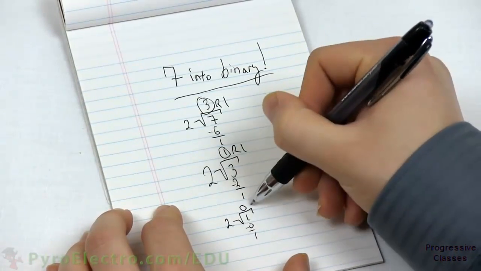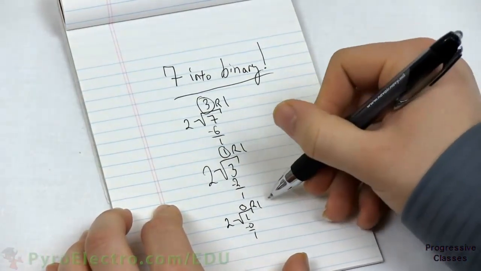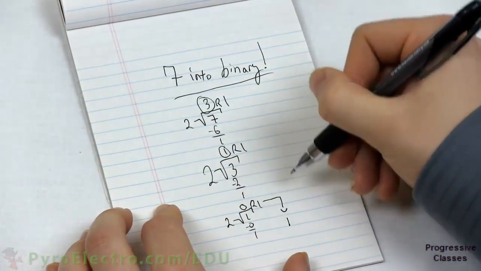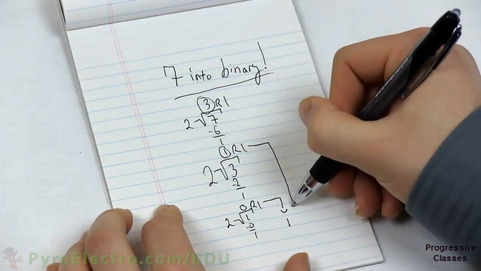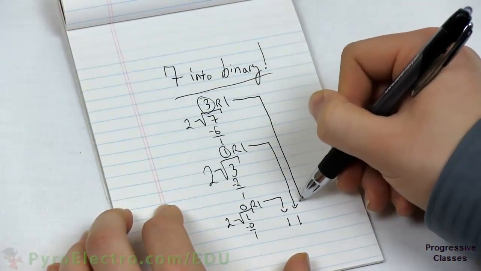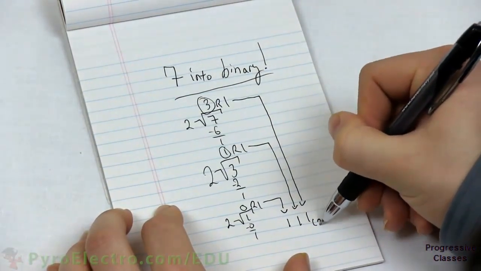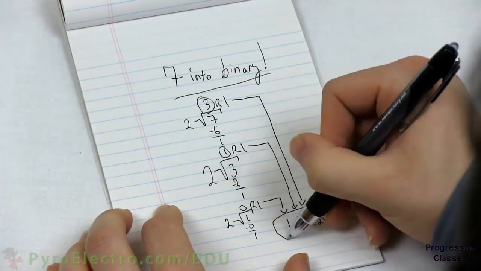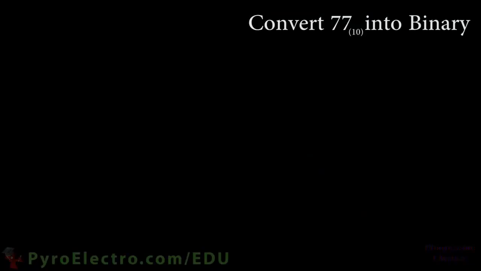Now we take all of the remainder values and put them down here. And the binary value of 7 is 111. Then we add a subscript of 2 in parentheses to represent that we are using a binary number. It really is as simple as that.